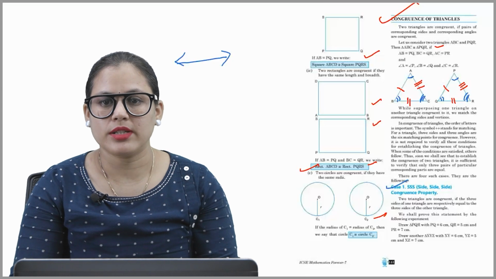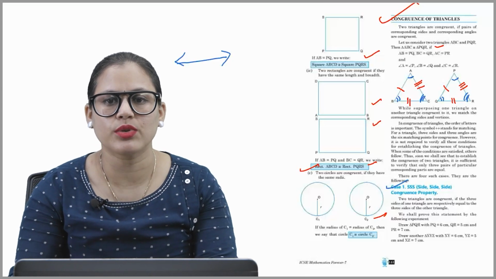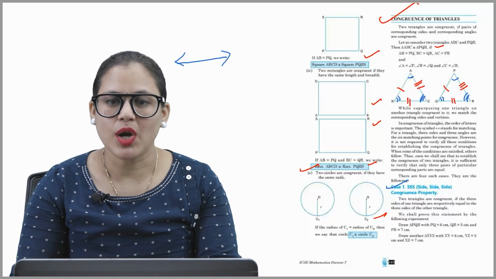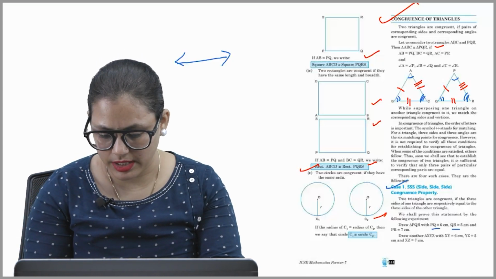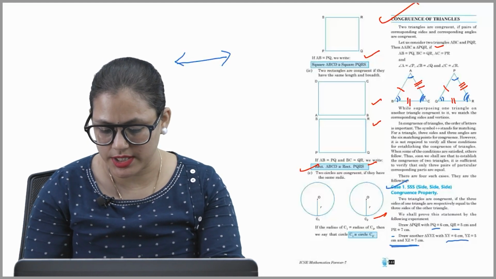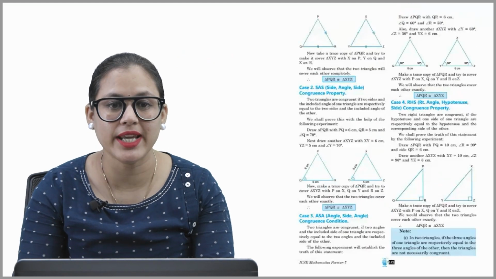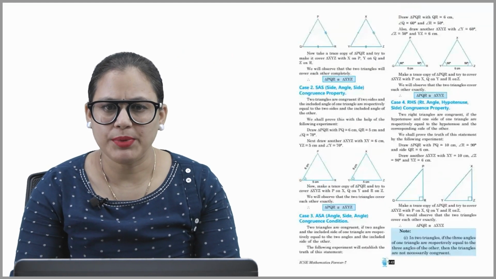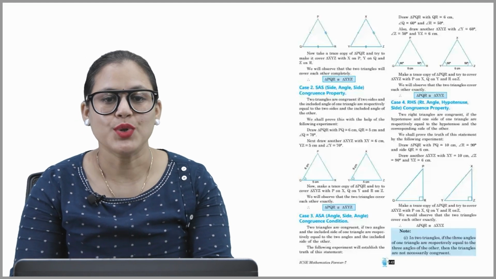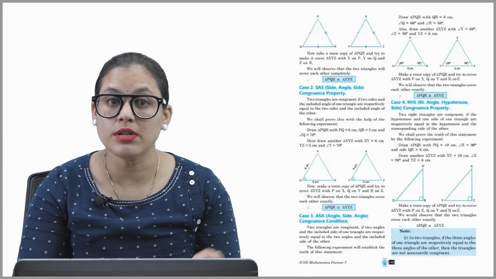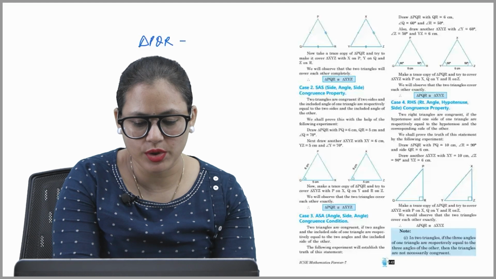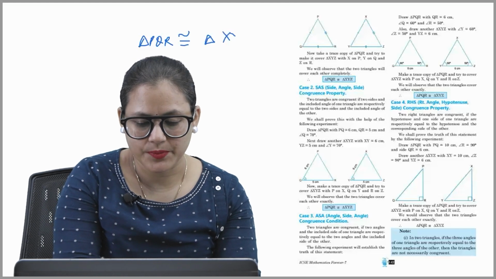Two triangles are congruent if the three sides of one triangle are respectively equal to the three sides of the other triangle. We shall prove this statement by the following experiment. Draw a triangle PQR and three sides are given, and then draw another triangle XYZ and the measures of three sides are also given. Now take a trace copy of triangle PQR and try to make it cover triangle XYZ with X on P, Y on Q and Z on R. You will observe that the two triangles cover each other completely. That means triangle PQR is congruent to triangle XYZ.